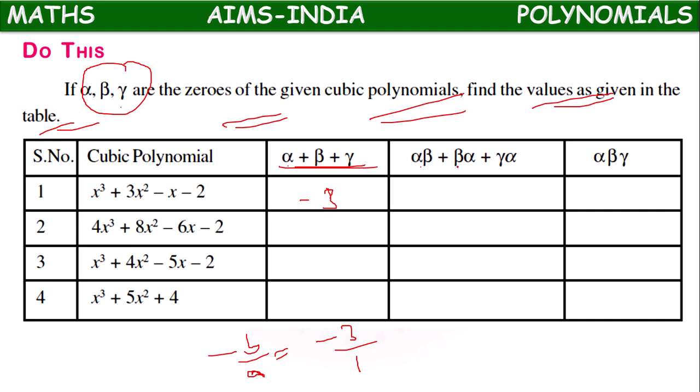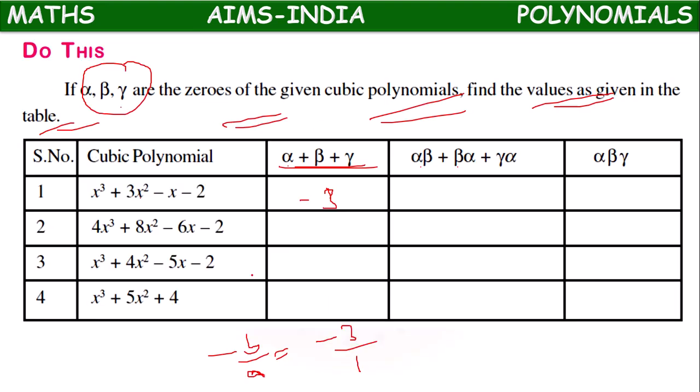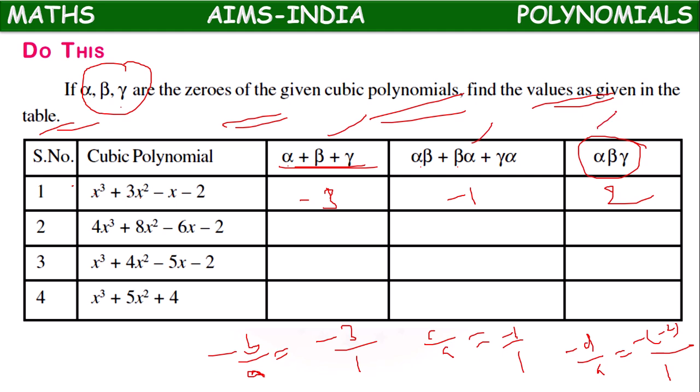So, what is alpha beta plus beta gamma plus alpha gamma? What is this value? c by a. So, c value how much? Minus 1, by a value how much? 1. Minus 1 by 1, minus 1. What is alpha beta gamma? Minus d by a. What is d here? Minus 2. Minus d means minus of minus 2, by a value 1, so plus 2. Like that, directly we can find the values. So based on this, the remaining 3 questions you can do as homework, children. You can find the values.